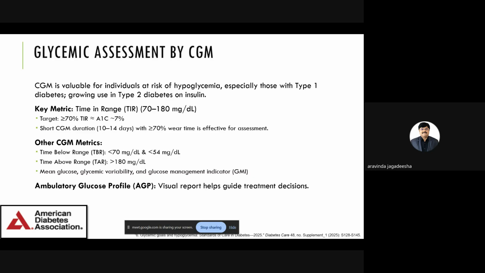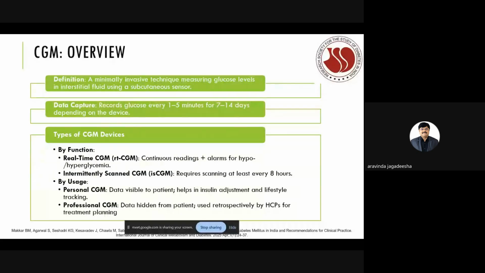A short CGM duration, that is 10 to 14 days with more than 70% wear time, is effective for assessment. The other CGM metrics are time below range, less than 70 and less than 54, time above range, more than 180, mean glucose, glycemic variability, and glucose management indicator. The ambulatory glucose profile, a visual report, helps guide treatment decisions. If you take an overview, it's a minimally invasive technique measuring glucose level in interstitial fluid using a subcutaneous sensor.